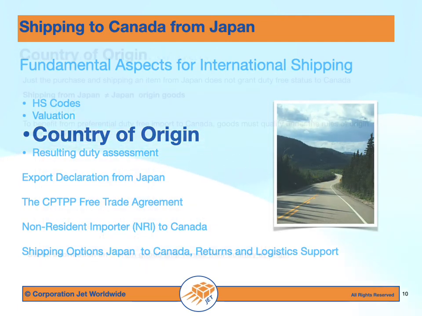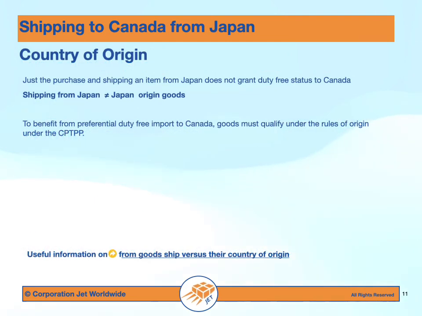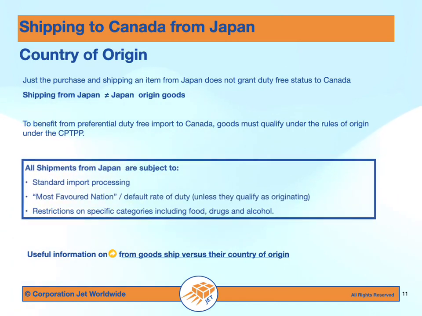Country of origin. Shipping from Japan to Canada is not the same as shipping Japanese origin goods. Japanese origin goods are those that meet the rules of origin defined within the CPTPP Free Trade Agreement, which we'll cover later. All shipments from Japan are subject to standard import processing. The default most favored nation duty rate will apply, unless the goods qualify as originating. And there are restrictions on certain categories, including food, drugs, and alcohol.